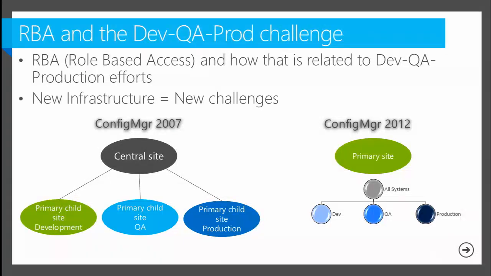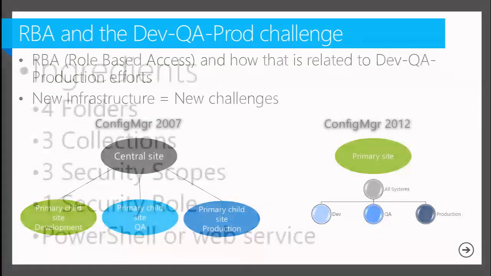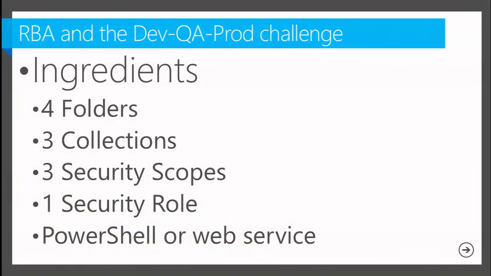In order for us to accommodate for this, we came up with a nice little PowerShell solution, and the ingredients for this solution are 4 things: we need some folders, we need some collections, we need some security scopes, and we also have a single security role. The entire purpose of this exercise is to have a single site where I have my developers, and they will only be able to work with the packages that they're allowed to see. Once they're done, they will hand it over to the QA people. QA will then make sure everything is okay, sign off and hand it over to production. And once it's handed over to production, the QA people are not allowed to see the objects or to touch the objects any longer.